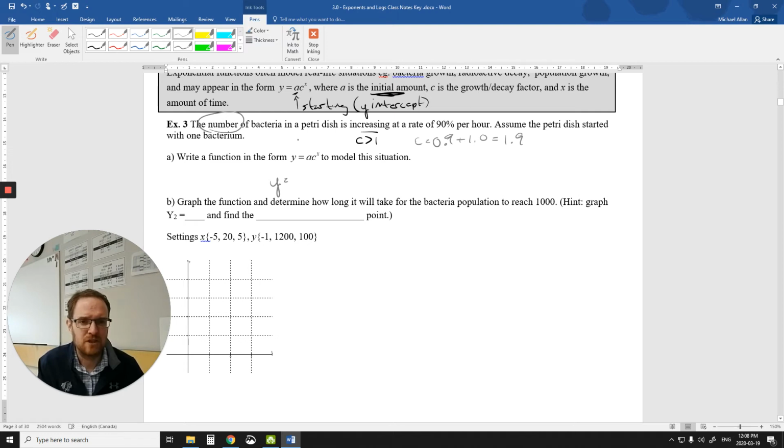We have an initial amount. I'm assuming that it starts off with 1 bacterium. My initial amount is going to be 1. So we have 1 times 1.1 to the power of x. Okay. I'm just going to put in here what x stands for, where x is the time in hours. I know it's going to be in hours because this is growth per hour.